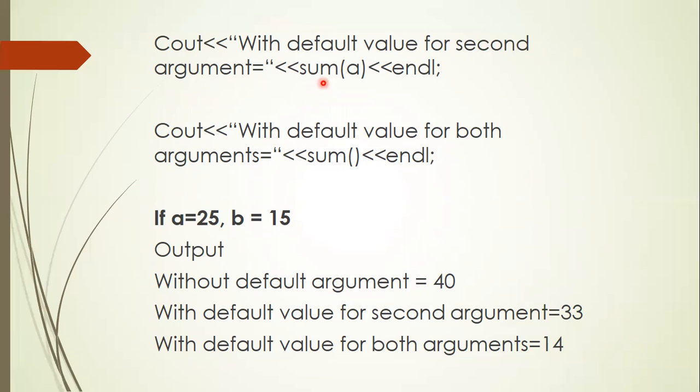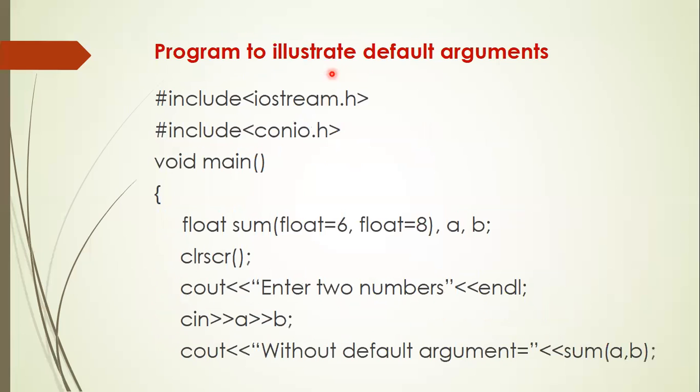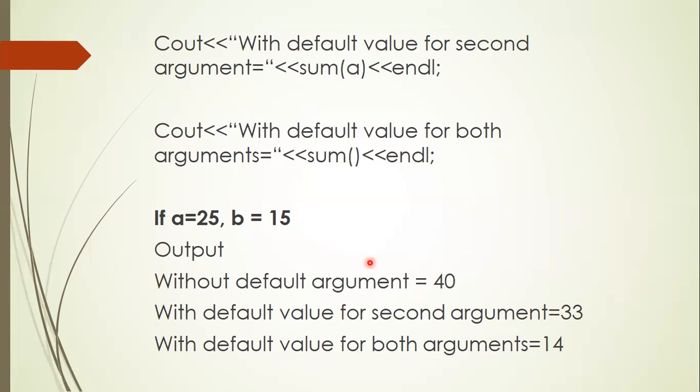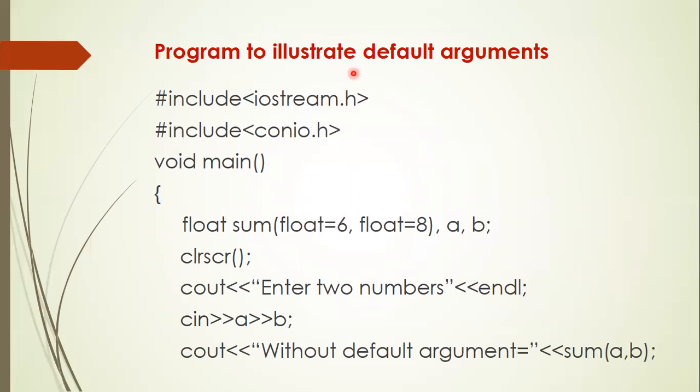You call the function with sum only a. The prototype says that the function needs 2 arguments. But while calling the function sum, you are passing only one argument. For the second argument, it makes use of the default value. What is the default value for the second argument you are given? 8. So whatever value you have inputted for A, it will take it here. Since B is missing, it makes use of the default value for B equal to 8.